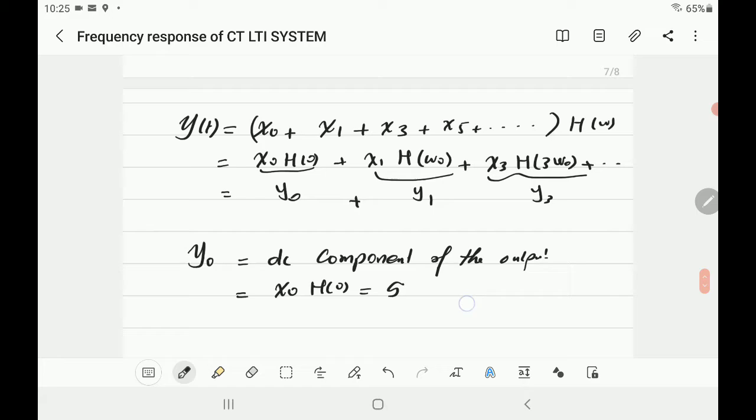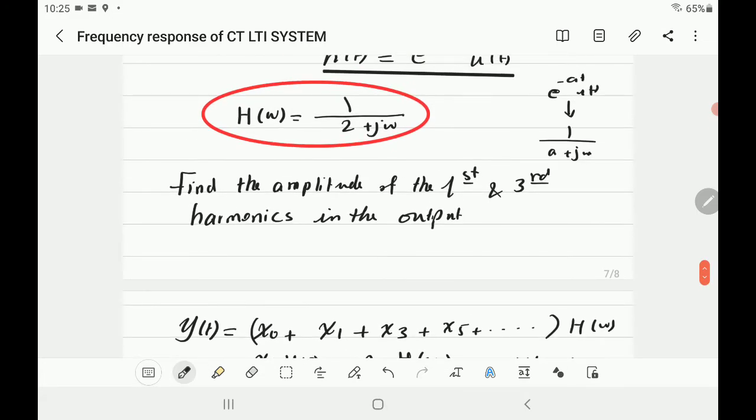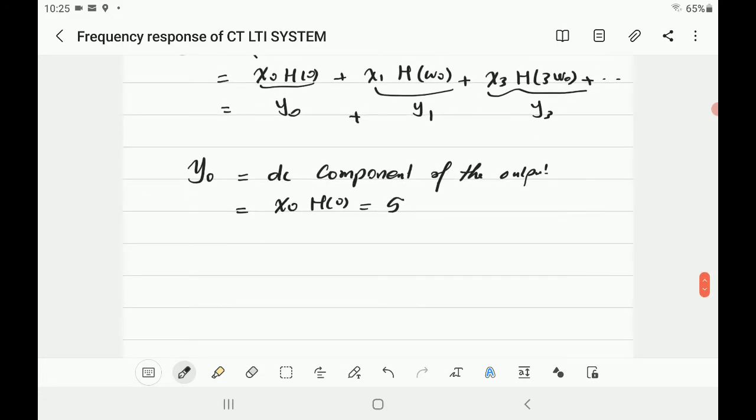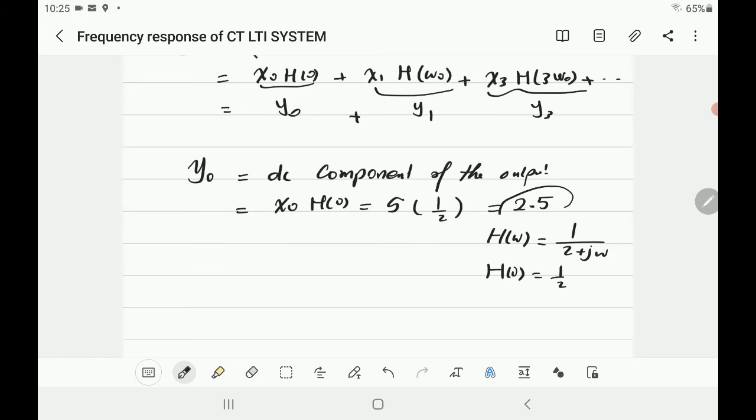Well, h naught, we got h of omega. Let me write it here. H of omega is equal 1 over 2 plus j omega. So you put omega equal to 0. When you put it equal 0, it will be 1/2. So h of 0 is equal 1/2. So the output will be equal to 2.5. So the DC component of the output of the system will be 2.5.